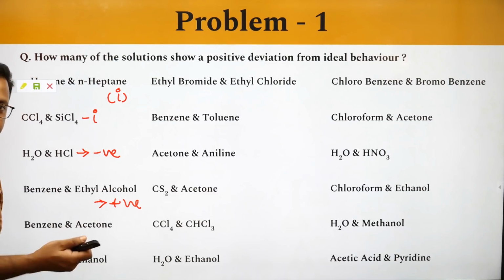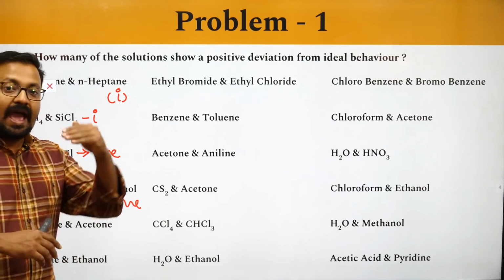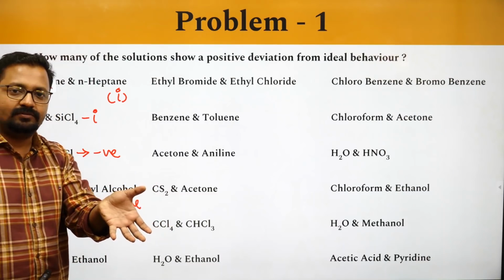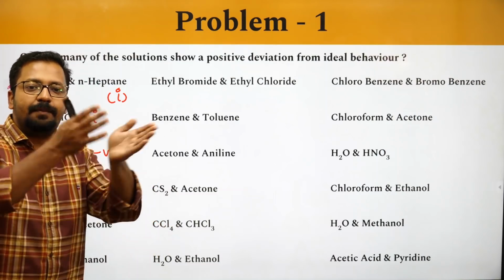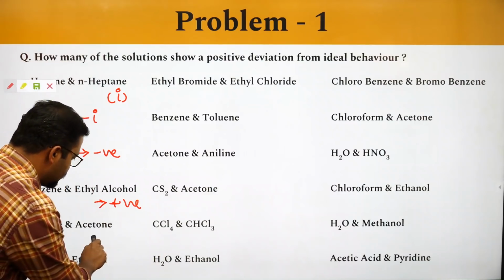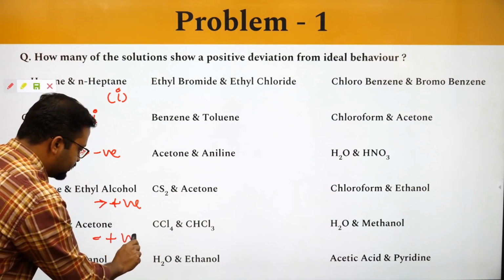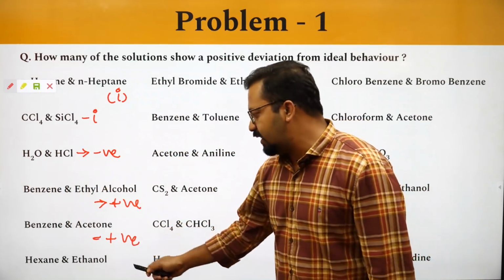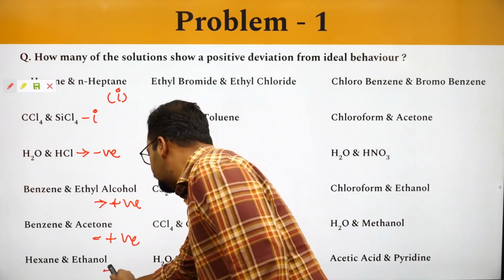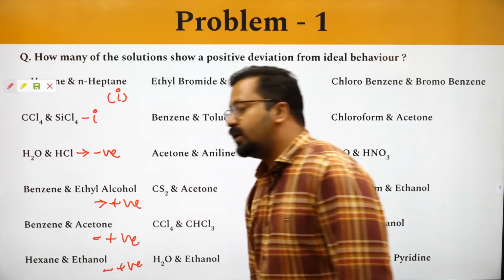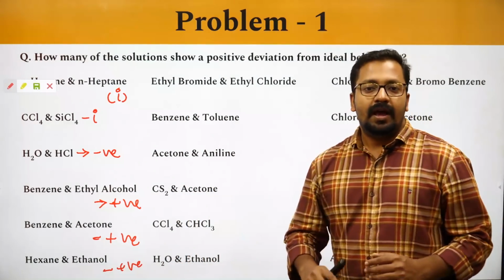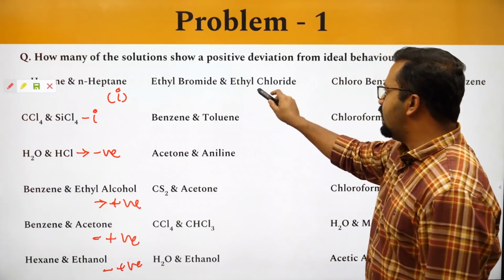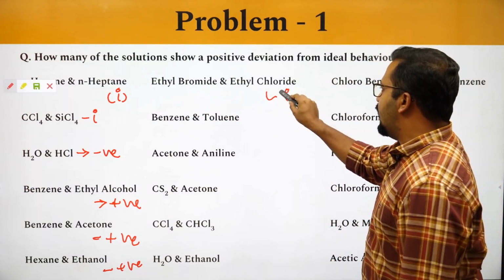Benzene, acetone, same thing. Acetone and acetone molecules have dipole-dipole interaction. Benzene बीच में घुस गया, benzene molecules come between, dipole-dipole interaction decreases. Positive. Hexane and ethanol, what will happen? Positive. Reason? Ethanol hydrogen bonding, hexane non-polar solvent. Ethyl bromide, ethyl chloride, ideal.